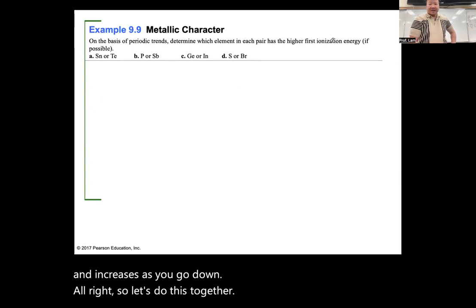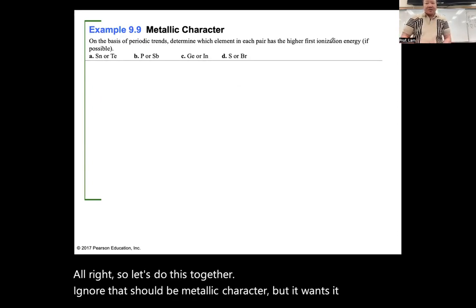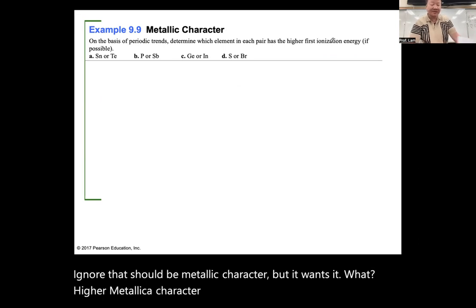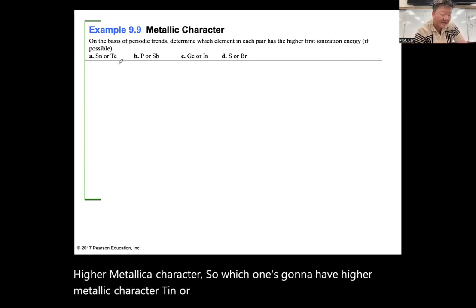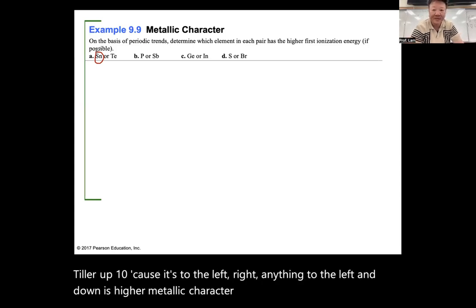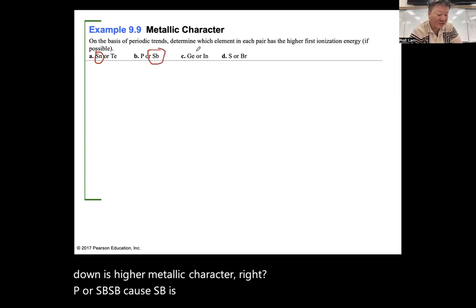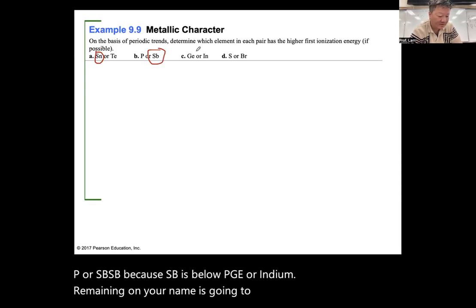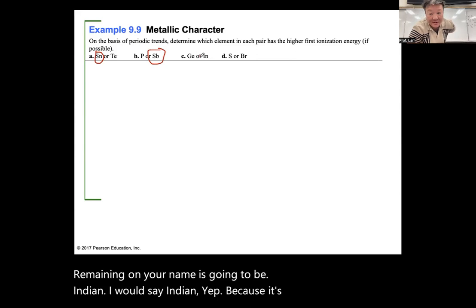Ignore that. That should be metallic character, and it wants higher metallic character. So which one is going to have higher metallic character, tin or tellurium? We're going to say tin, because it's to the left. Anything to the left and down is higher metallic character. P or Sb? Sb, because Sb is below P. Ge or indium? I would say indium, yep, because it's below and to the left.